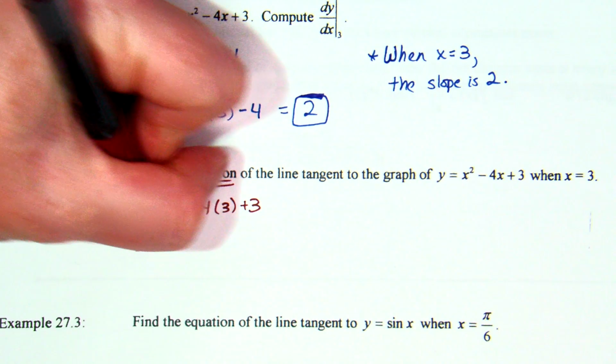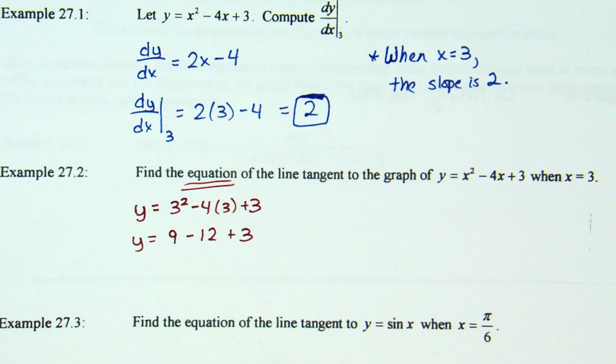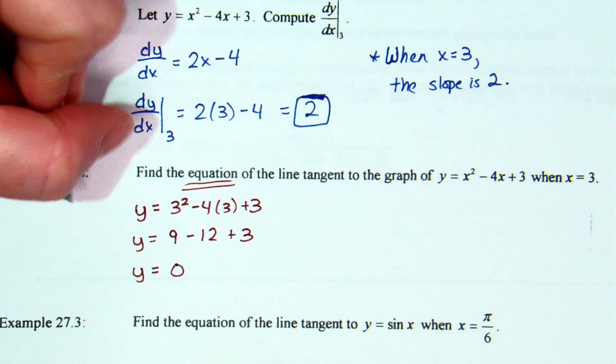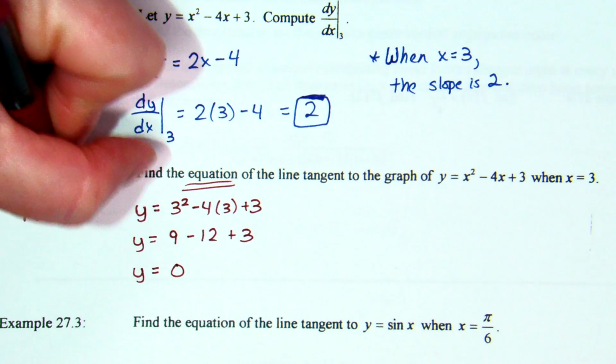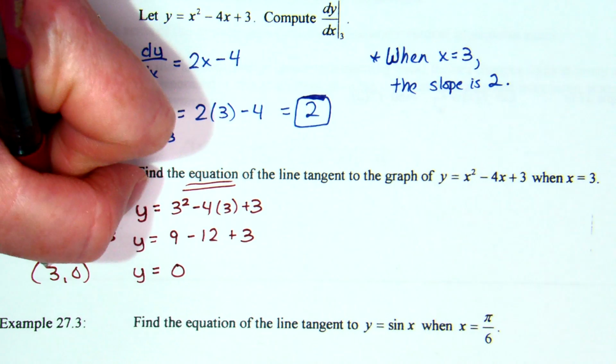So y equals 9 minus 12 plus 3. 9 minus 12 is negative 3, plus 3, 0. And so by plugging in 3 here, what we got, and I'm going to write it out, is a point on the line at x equals 3: the ordered pair (3, 0).